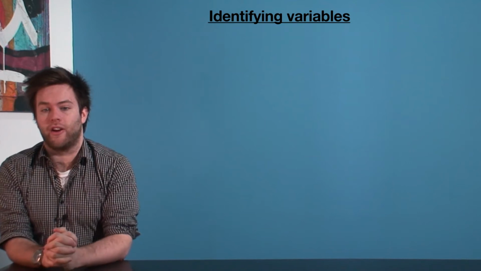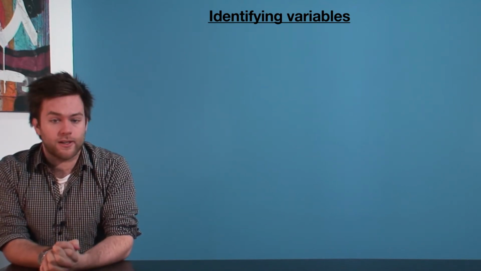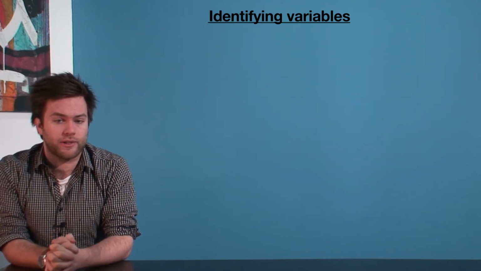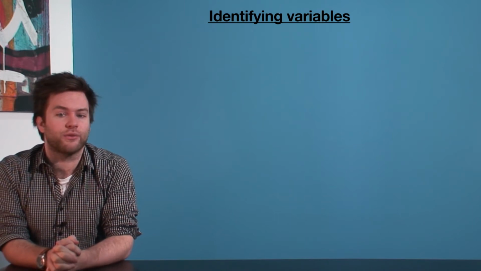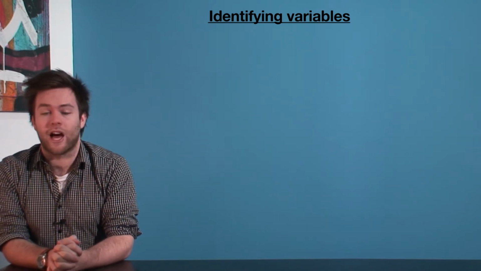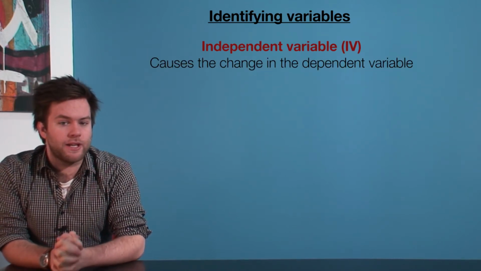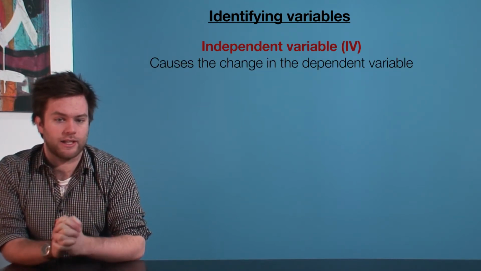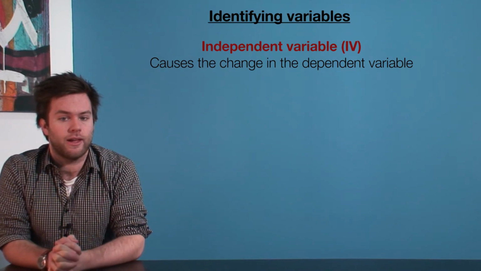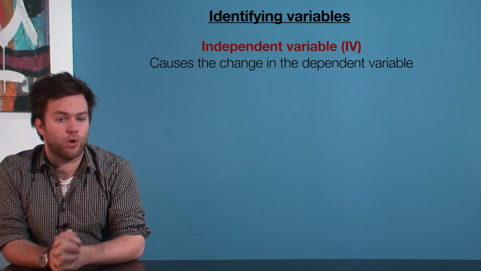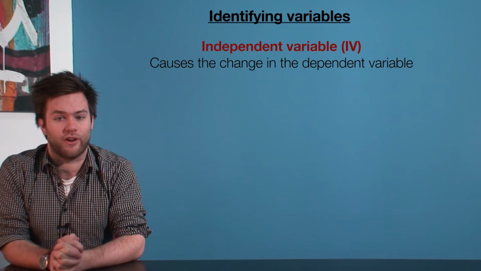There are four types of variables that should be considered: independent variables, dependent variables, extraneous variables, and confounding variables. Let's start with the first two. The independent variable is whatever is manipulated during a study in order to impact the dependent variable. That is, the independent variable causes the change in the dependent variable.